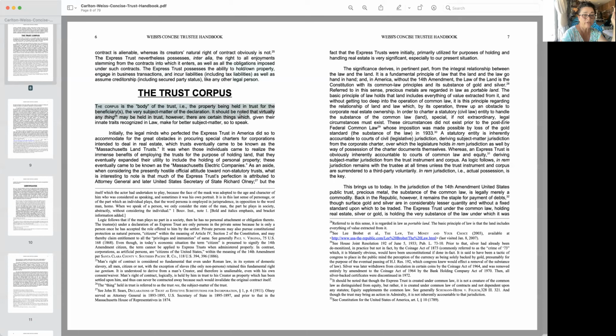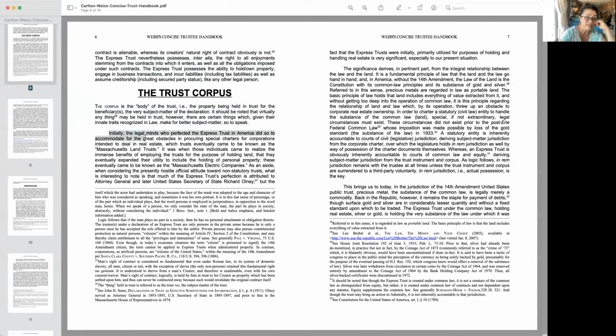It should be noted that virtually anything may be held in trust. However, there are certain things which, given their innate traits recognized in law, make for better subject matter, so to speak. You doing a pun intended there? Make for better subject matter.